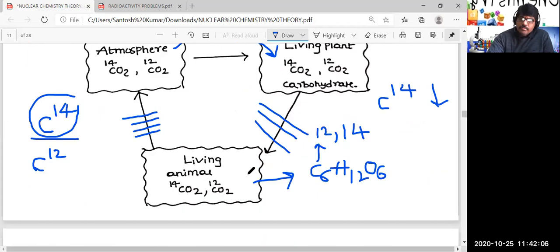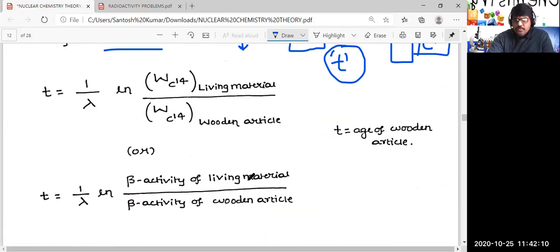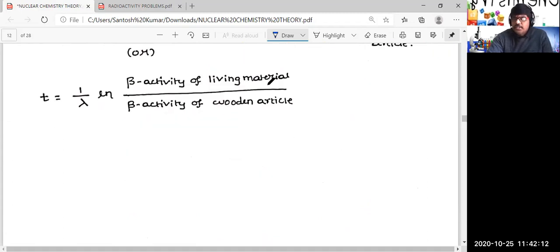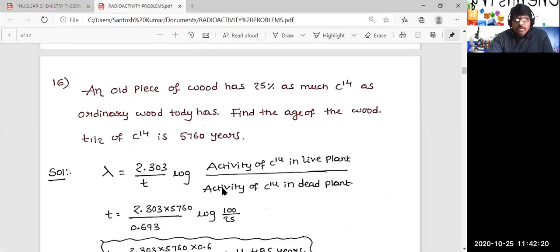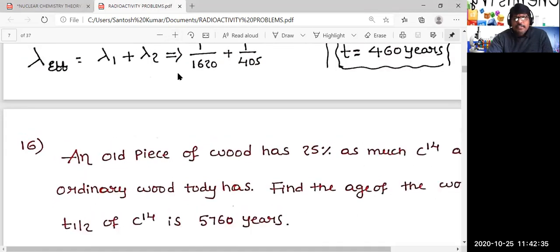Instead of mass ratio we can take an activity ratio. We can take beta activity of living material and beta activity of wooden article. If I discuss one or two questions, it will be more clear to you how to use the data properly, how they give data in examination, and how to use the data for solving the problems. Let us discuss. So here is a question.